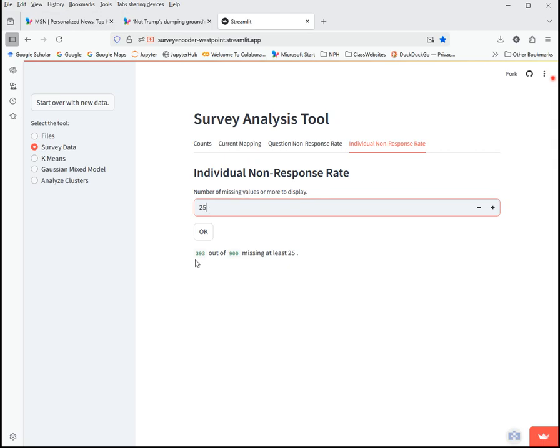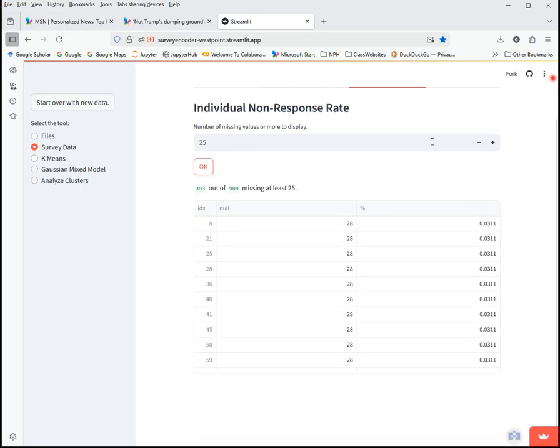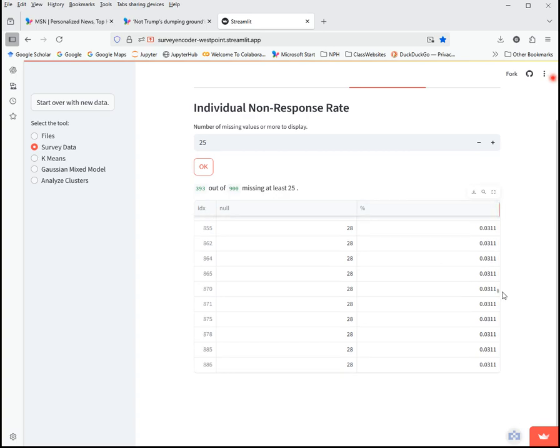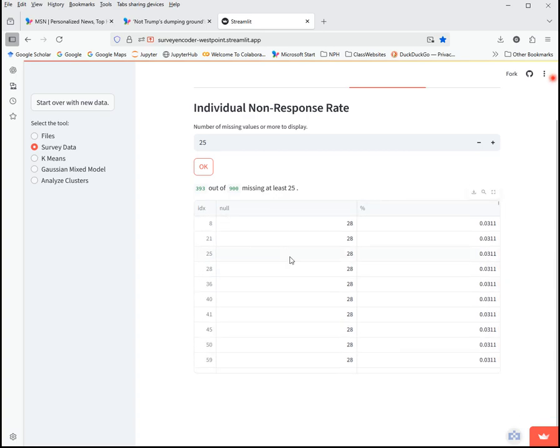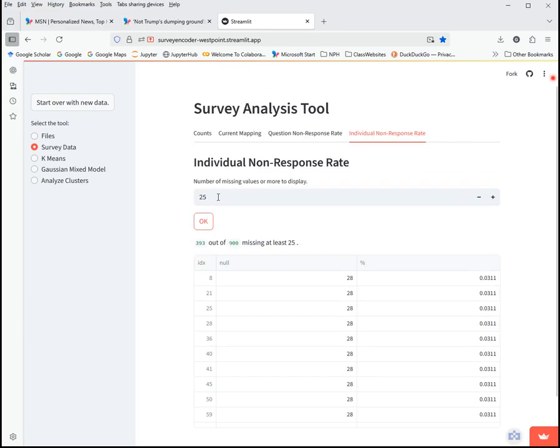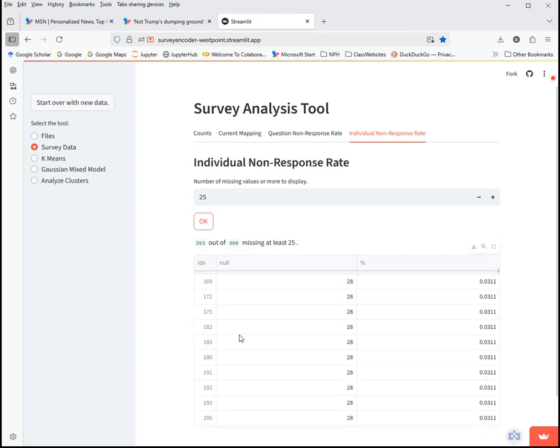But at least if those 393 people did not answer at least 25 questions, you can hit the OK button, and you can change this and hit the different OK button and see which respondents did not answer the questions. You can look at each one of them and decide whether you need to get rid of a respondent who didn't answer a lot of questions. So what did they do? They didn't answer those 28 questions that we've already seen. And here are all of the respondents that didn't do that.